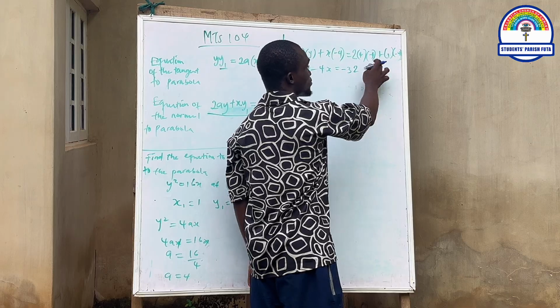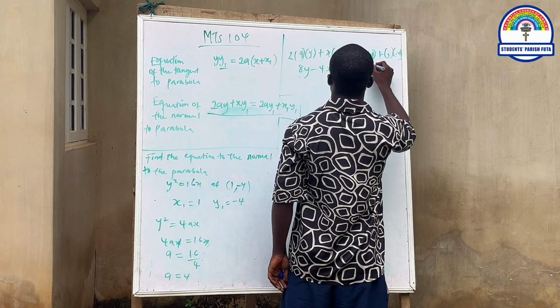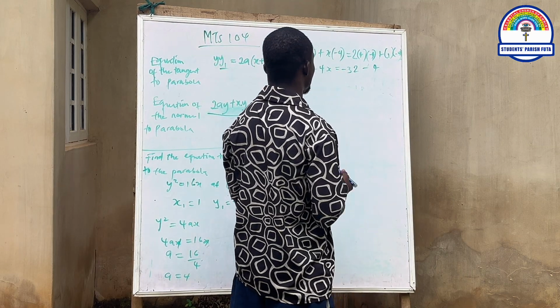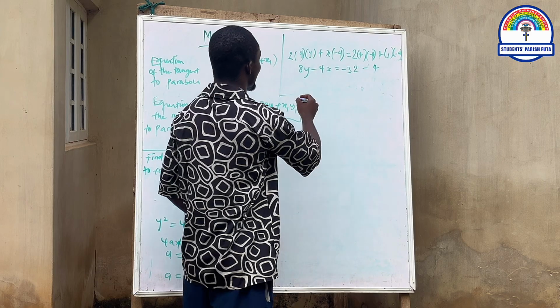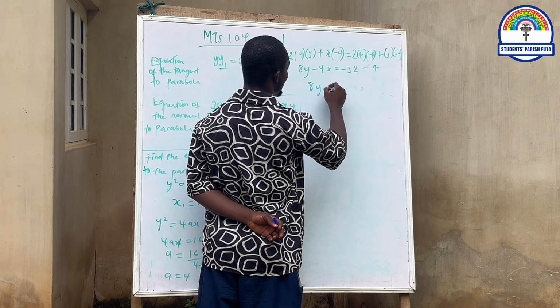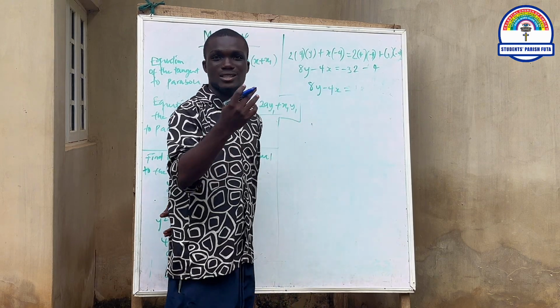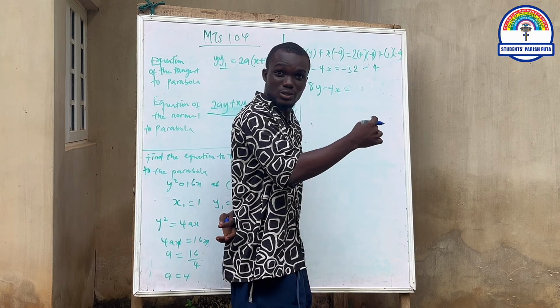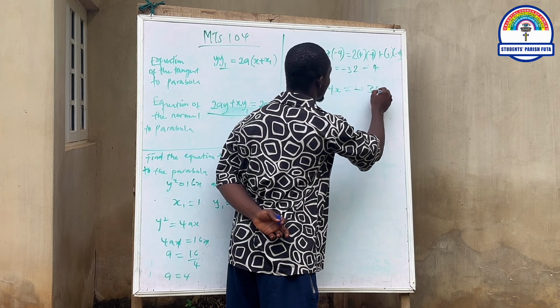So minus times plus is minus, right? That's minus 4. Do you understand? That's minus 4. So here we have 8y minus 4x is equal to minus 32 minus 4. That's minus 32 minus 4, that's minus 36.